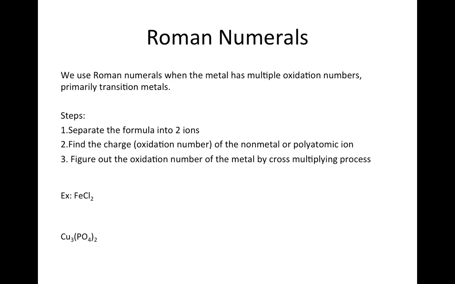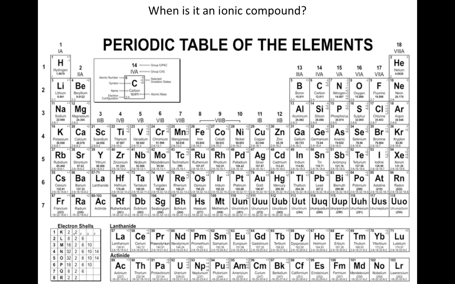So let's look at the steps for writing the Roman numeral. Step number 1, separate the formula into two ions. Step number 2, find the charge or oxidation number of the nonmetal or polyatomic ion. For polyatomic ions, you can just look at the chart and see the oxidation numbers, which are the numbers that I showed you at the top right. For the nonmetals, we just look at the periodic table, and I can tell you right away to make it easier that group number 17 is always -1 and group number 16 is always -2. That will make our life very, very easy because those are usually the two groups that get used most of the time.